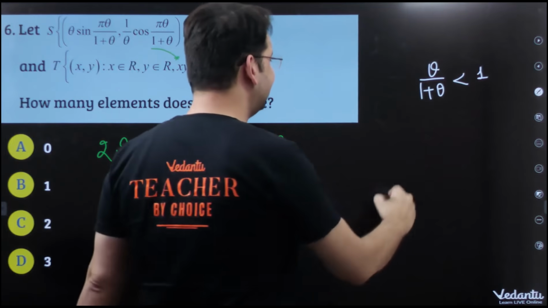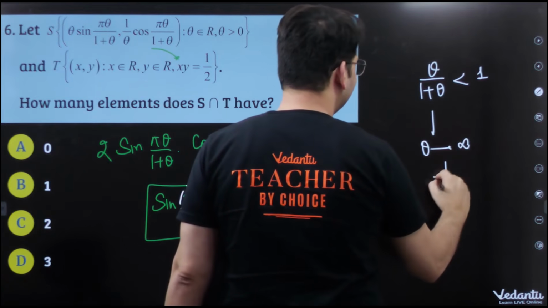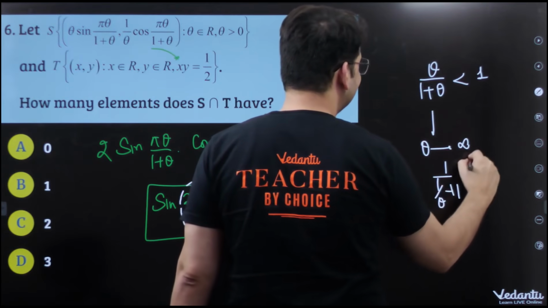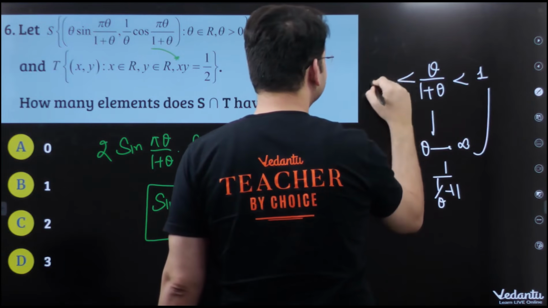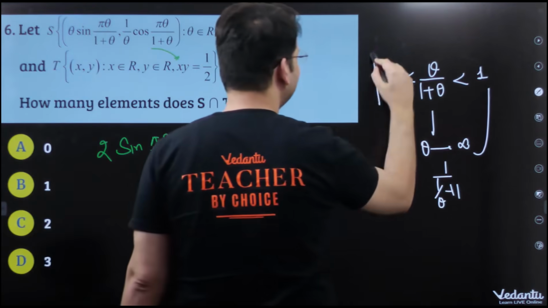लिमिटिंग वैल्यू, थीटा इन्फिनिटी पे देखो, यहाँ पे थीटा अगर इन्फिनिटी कर देंगे तो theta upon 1 plus theta ये 1 हो जाएगा. Limiting value is 1 and minimum value is 0, clearly theta is greater than 0. So theta upon 1 plus theta belongs to (0, 1).